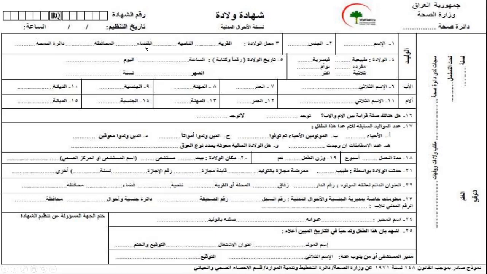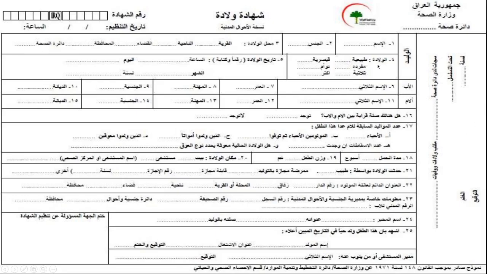Al-Qadha, Qaza in Kurdish, we call it township. Next is Muhafadha, Parizga. In this case, Parizga is governorate. And Da'irat al-Sahara, Tandurusti, we call it Directorate of Health.